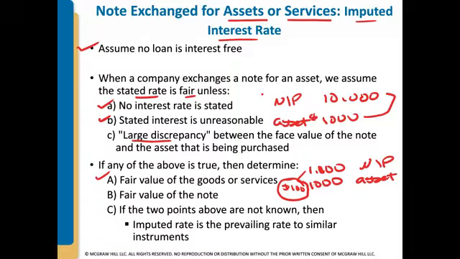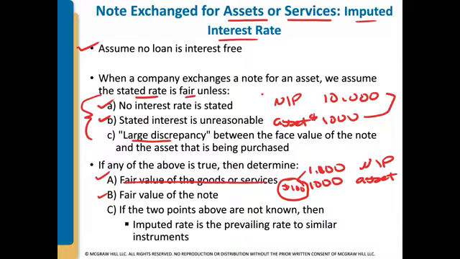Or if no interest rate is stated, if A, B, or C up here, if one of these is true, and you don't have the fair value of the goods or services, you can say, well, what's the fair value of the note itself? And how do you determine the fair value of the note? That would be the amount that a market participant would pay for that note, which would be equal to the present value of the principal plus the present value of the interest payments that are discounted at a realistic market rate. That should sound pretty familiar if you've watched other videos.